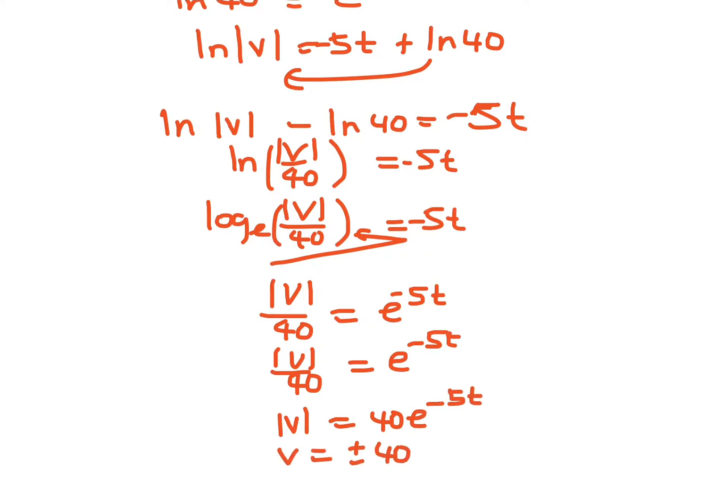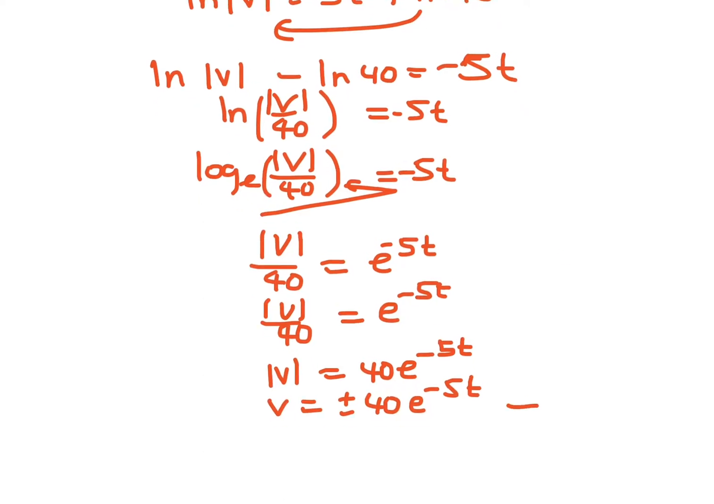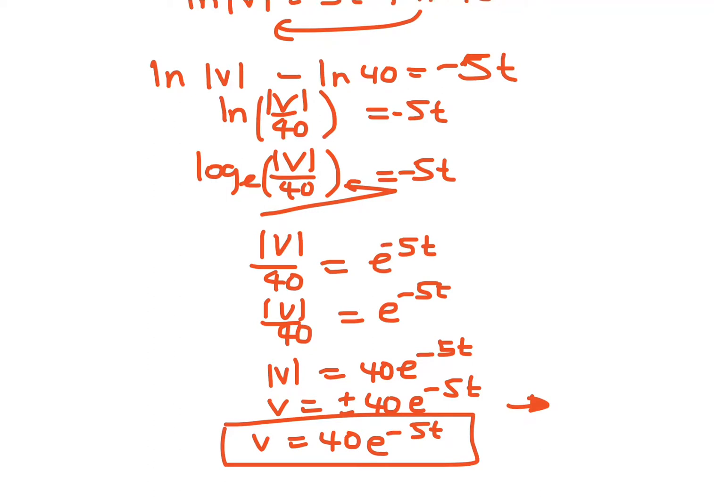You could put plus or minus 40, but it is moving to the right, and the initial condition is a positive, so it's got to satisfy those initial conditions. So v equals 40 e to the minus 5t.